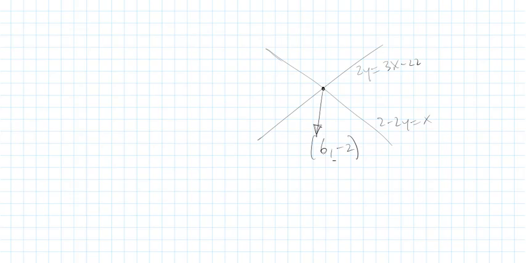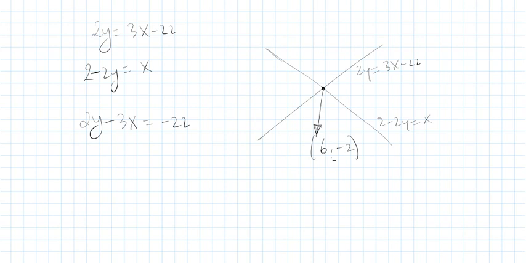So we have 2y is equal to 3x minus 22. We have 2 minus 2y is equal to x. When we solve simultaneously, we need to group the x and y terms on one side, and on the other side, we need to have the constant. So if I take the first equation, it's 2y minus 3x is equal to minus 22. You see what I've done? I just moved the 3x to the left.